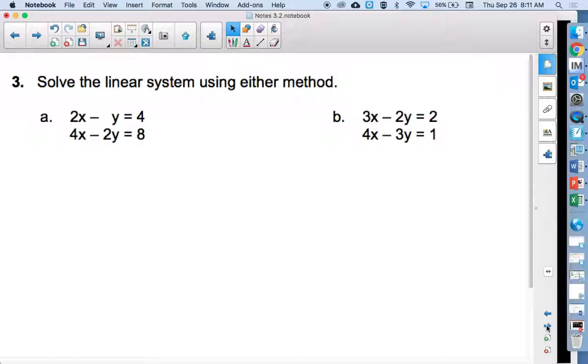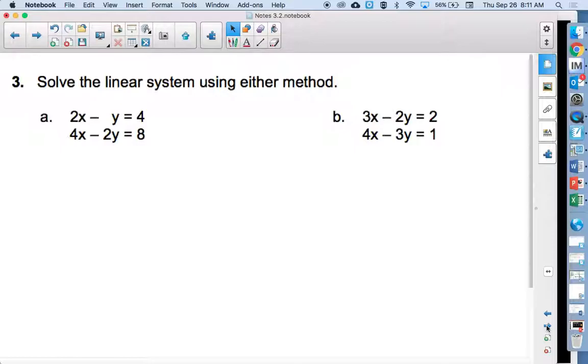So you're not doing both ways for each problem, but there are 6 problems there. So at least do 2 of the problems using substitution. Don't just use elimination for all of the problems. Because sometimes substitution really is a better way. It might be a little quicker because you have that one variable by itself.